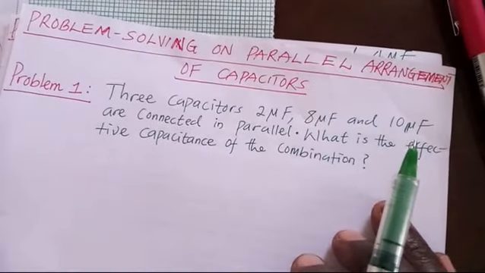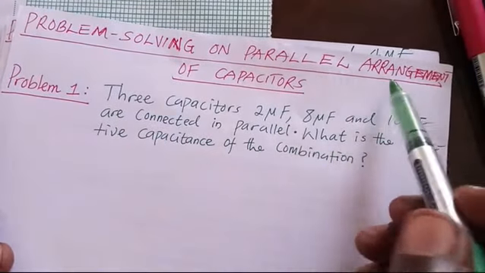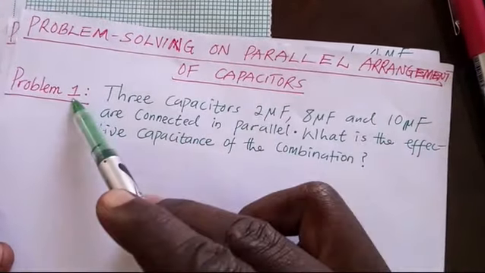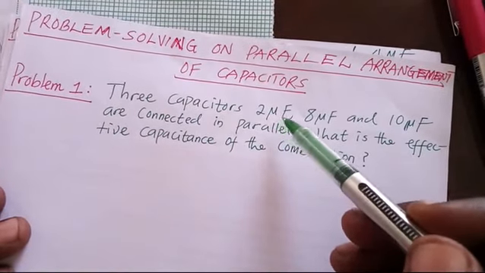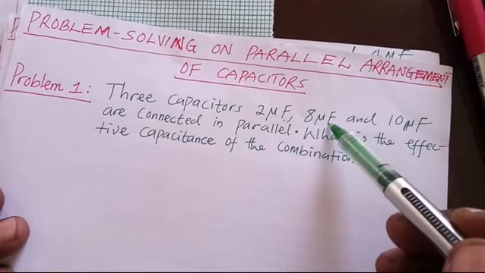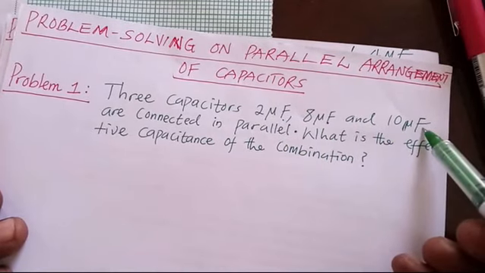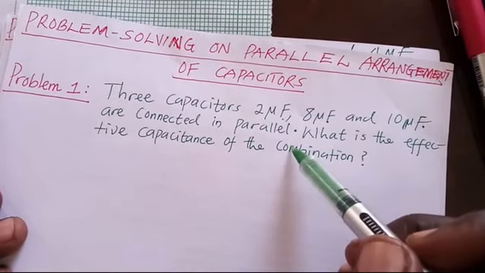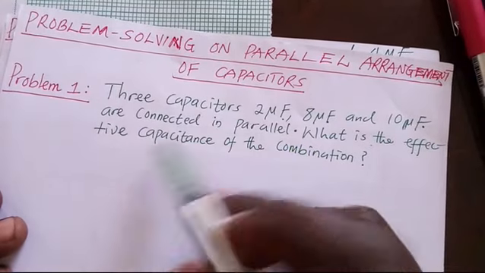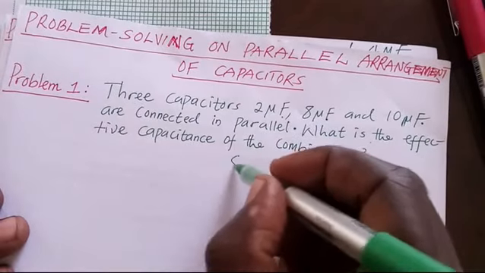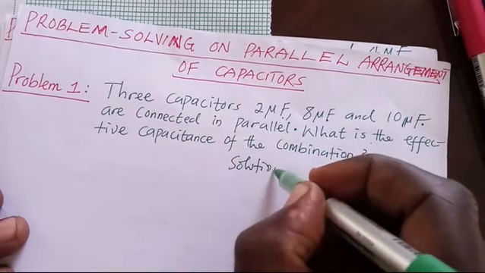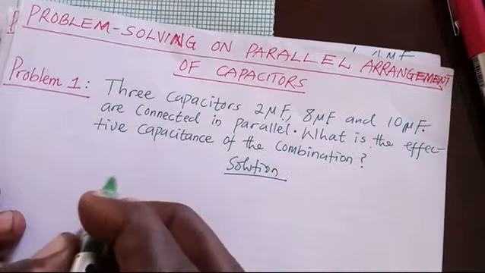Look at this one. It's a problem solving on parallel arrangement of capacitors. Problem 1 says three capacitors, 2 microfarad, 3 microfarad, and 10 microfarad are connected in parallel. What is the effective capacitance of the combination? Solution: you have a capacitor here.